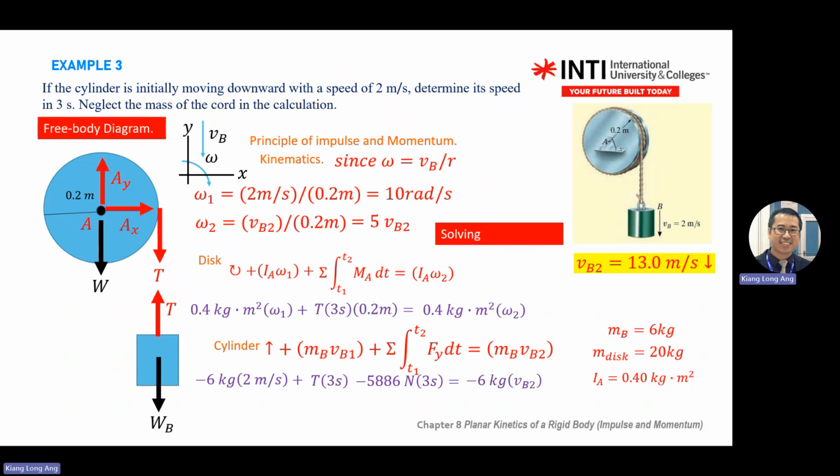This one, your mass is 6 kilogram. 6 kilogram.